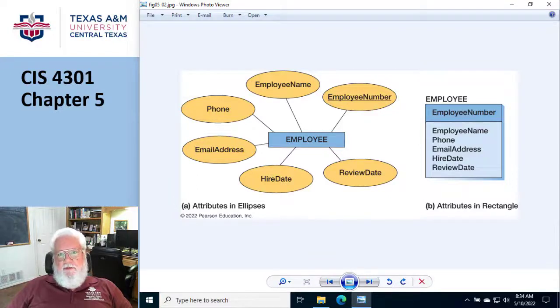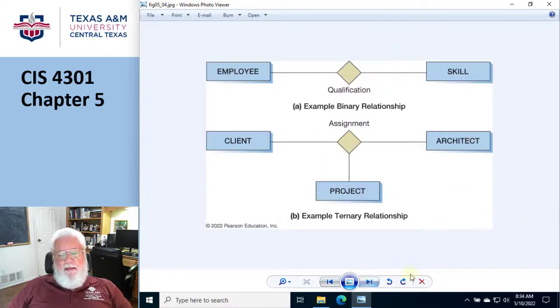Okay, welcome back. We're talking about the terms used for relationships, and degree is the term that describes how many things are connected. So in this particular case, an employee and a skill has a degree of 2, and here's a client, an architect, and a project, which has a degree of 3.